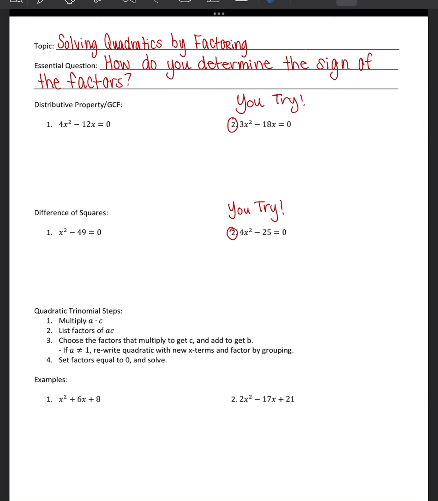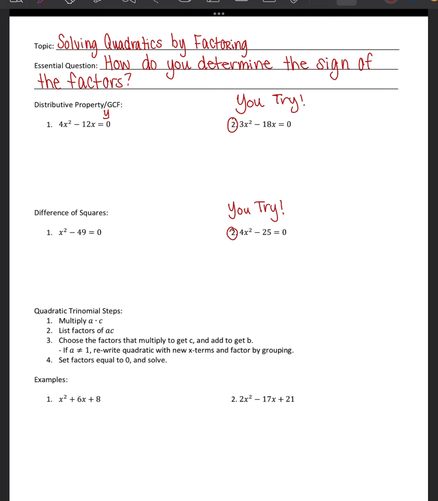Today we're going to be solving quadratics by factoring. So we're going to take what we've been working on with factoring and we're going to take an extra step of setting our factors equal to 0. You'll see each one of these is equal to 0 because instead of setting it equal to y, we're setting it equal to 0. Remember, we do this when we're trying to find our x-intercepts.